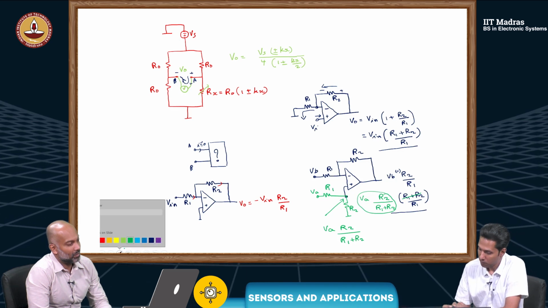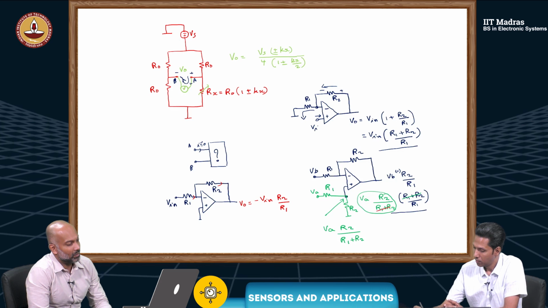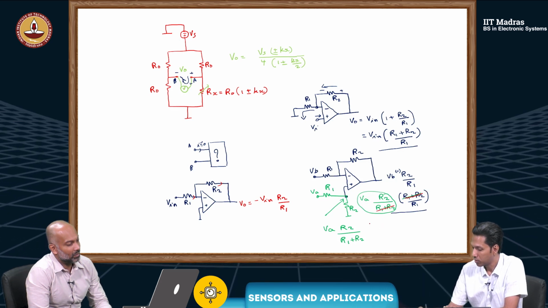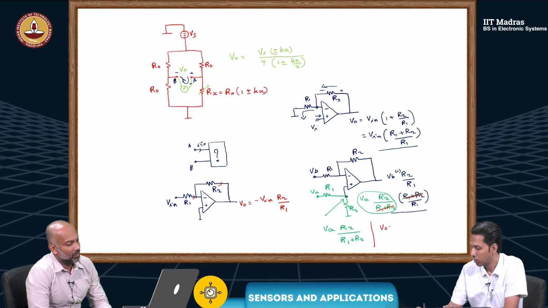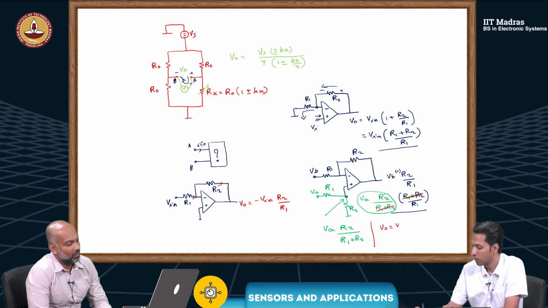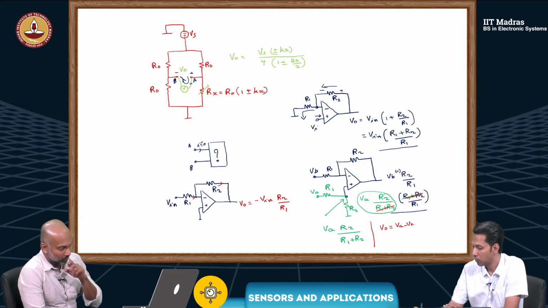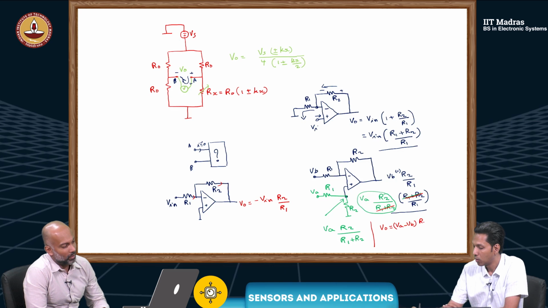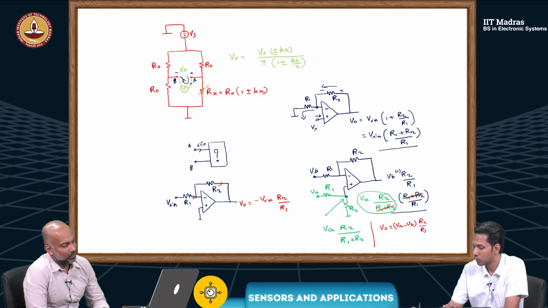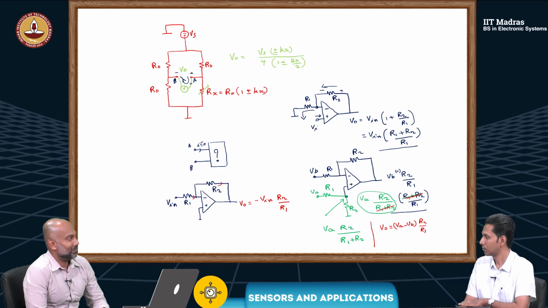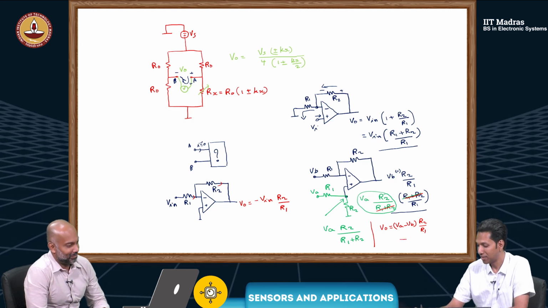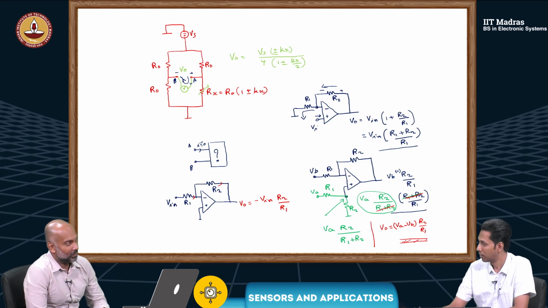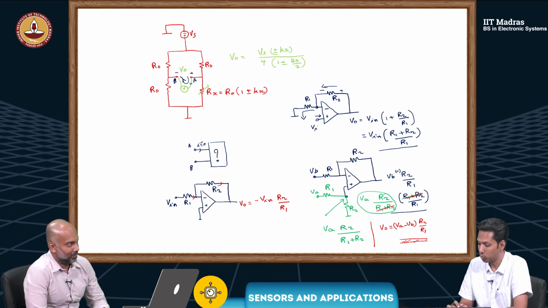So then these two are getting cancelled. We are getting the final output V naught equal to VA minus VB into R2 by R1. So we have a nice output with a gain of R2 by R1. It's giving the difference in output.